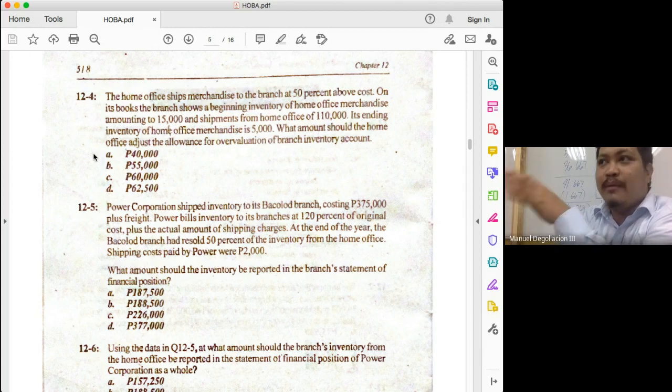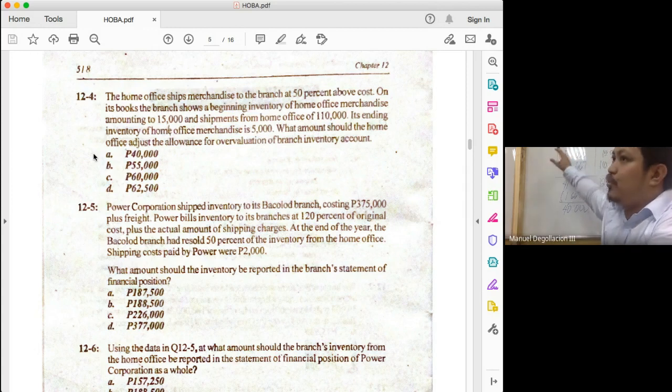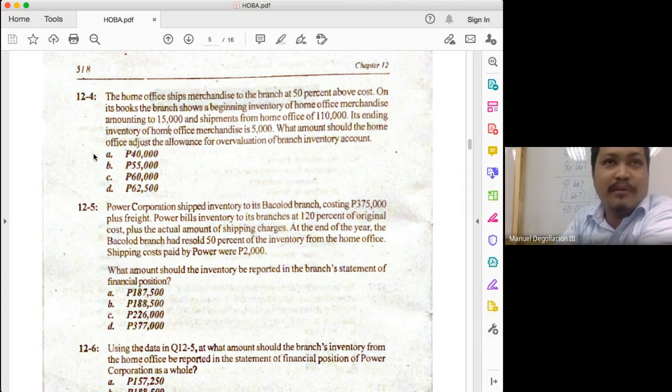Okay, so for problems wherein the markup rates are not the same year in and year out, it's safer for you to individually compute the markup on the components of your inventory. Okay, so get the markup on the beginning, markup on your shipments, and then the markup on your ending. So our answer here would be 40,000. Okay, let's proceed to problem 12-5.